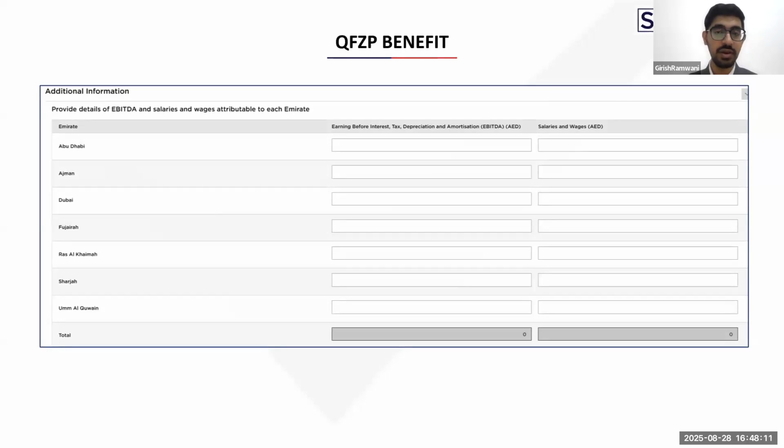Then you need to give the emirate wise details about your EBITDA and your salaries and wages. If you have got presence only in Dubai, then you need to report all your EBITDA and salaries and wages in Dubai. Otherwise, you'll have to give the bifurcation of your EBITDA and salaries into the different emirates, whatever is there.